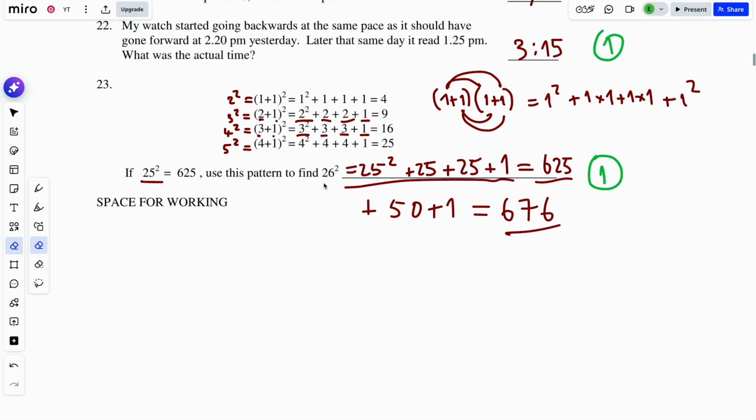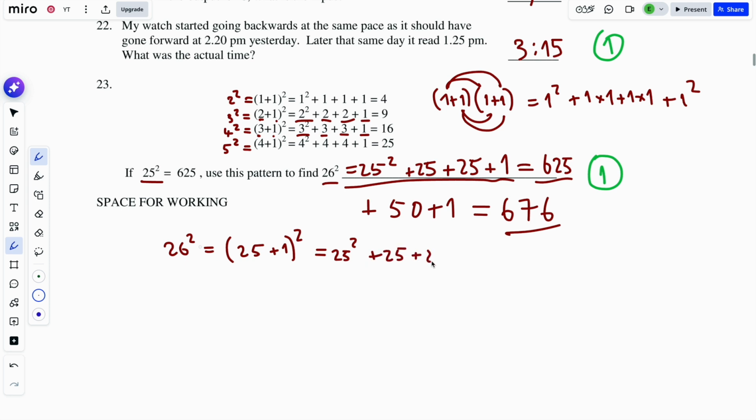When I see 25 squared and 26 squared, what I'm thinking is clearly 26 squared here has been broken up into 25 plus 1 squared, like this, right? And now I can use the pattern. The first number squared, plus the first number, plus the first number again, and plus the last number in the brackets. And now you can see that the answer we wrote down just shows the rest of the working. You add these up and you get 676.